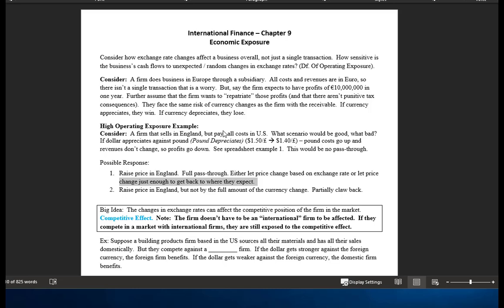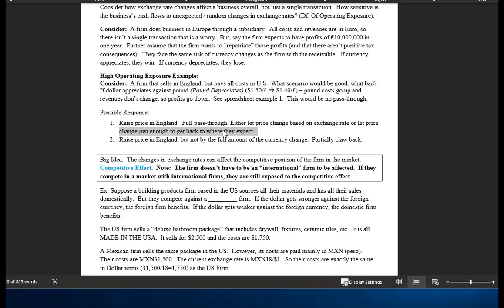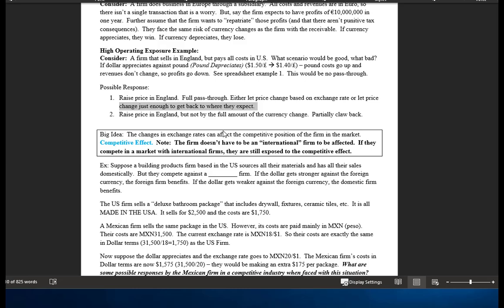But let's consider a different example here, and I call it the high operating exposure example. So we have a firm that has an English subsidiary, so it's selling in England, but all of the costs are incurred and paid in US dollars. So we're buying supplies from American suppliers, they charge us in dollars, but we are selling in England, we're getting our revenues in pounds, and so we kind of have this potential exposure to exchange rate fluctuations that would hurt our business. So let's think about, and this is a good kind of exercise always to do, which scenario would be good for the company and which one would be bad for the company.